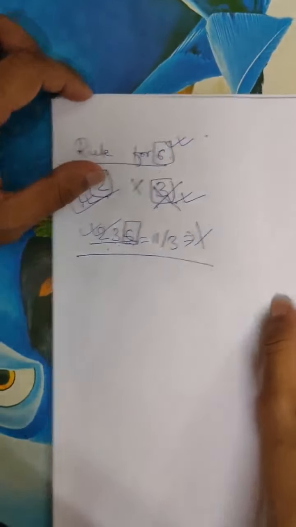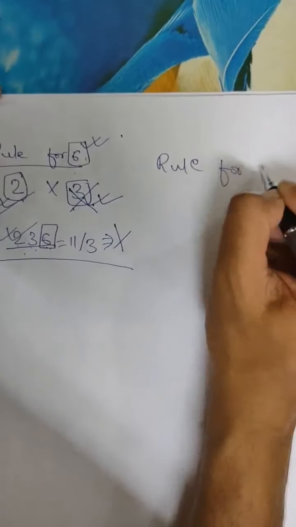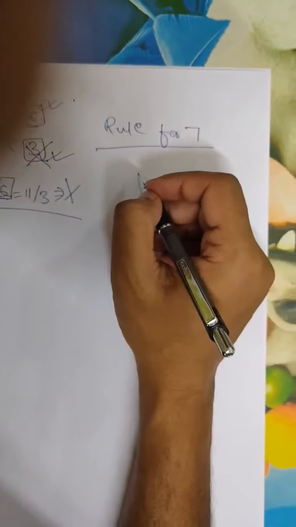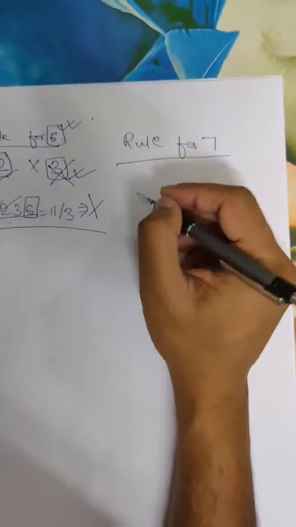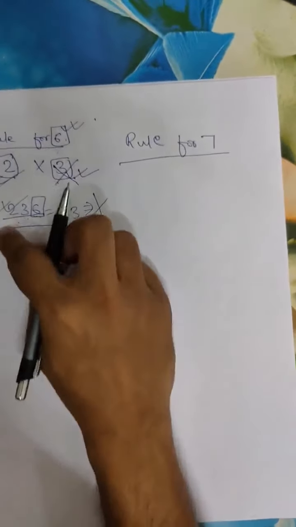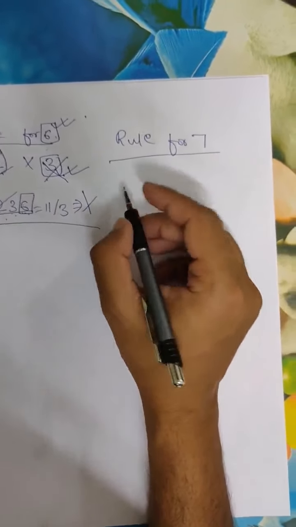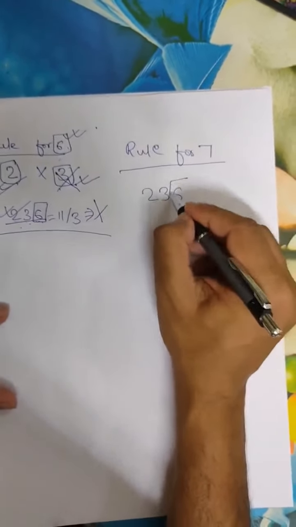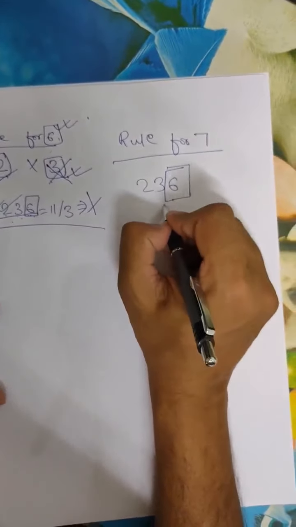Now let's move onwards to the divisibility rule for 7. The rule for 7 is a little unique one. It's not the same as the others, it's not straightforward like the others were. So for this, I'll take the same number 236. What we have to do is take the last digit and multiply it by 2. That means make it double.